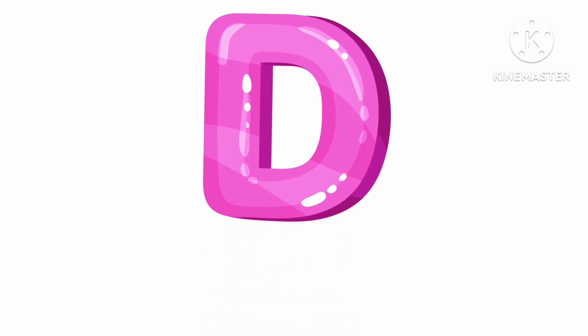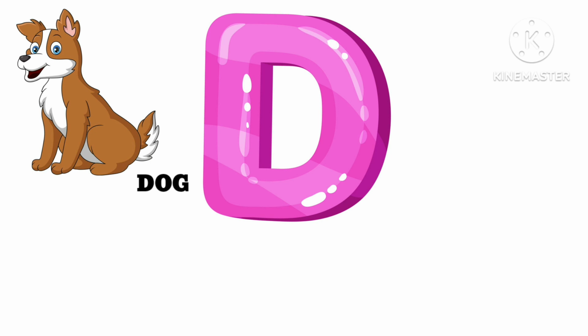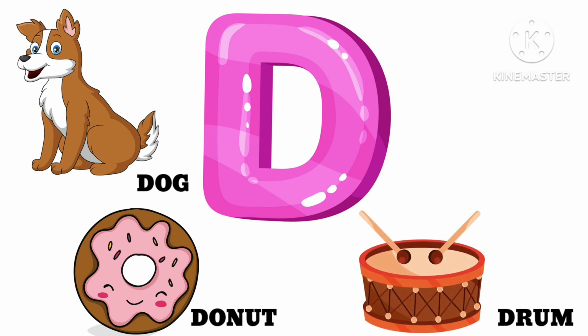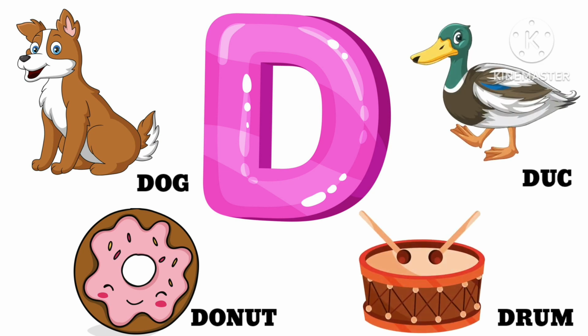This is alphabet D. D for dog. D for donut. D for drum. D for duck.